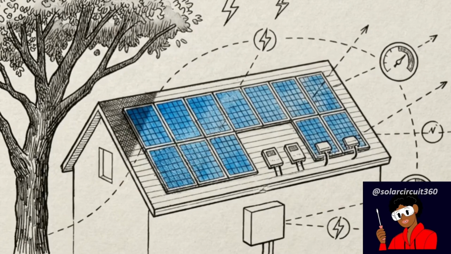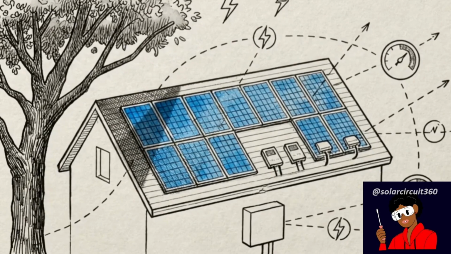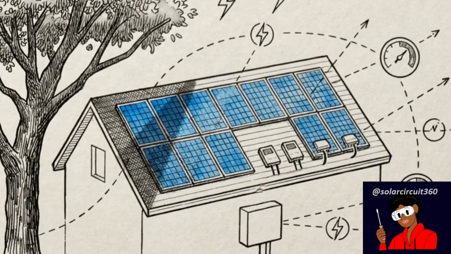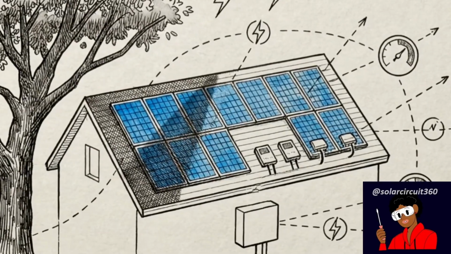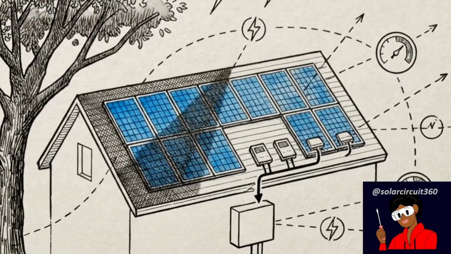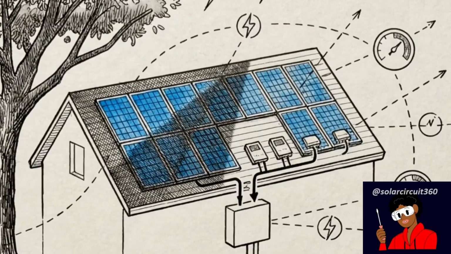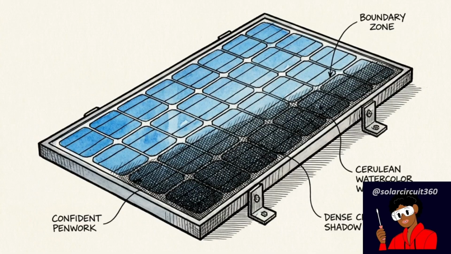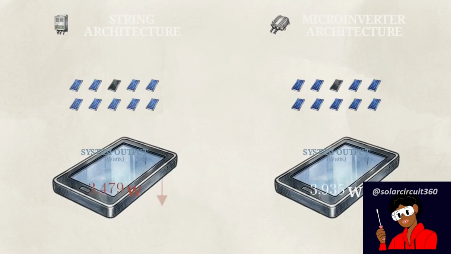Under perfect irradiance, string and microinverter systems produce identical output. But the moment shade enters the array, even a narrow shadow line, their performance diverges. As the shadow moves across the panels, the electrical behavior of these two architectures separates entirely. The consequences are immediate. While the microinverter readout shows a minor dip, the string system's output collapses, falling far beyond the actual area covered by the shadow.